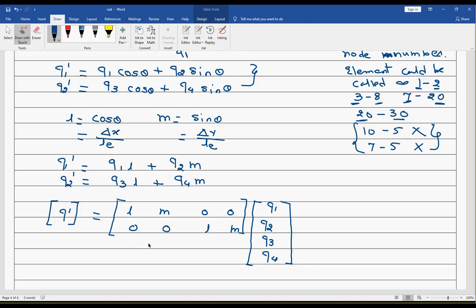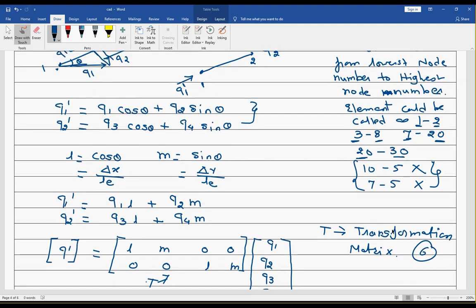So this matrix is called the T matrix. The T matrix means transformation matrix. Okay, T is called the transformation matrix. A derivation for 6 marks has appeared in the examination almost every time, to derive the transformation matrix for the truss element. Okay, almost every time this has appeared.